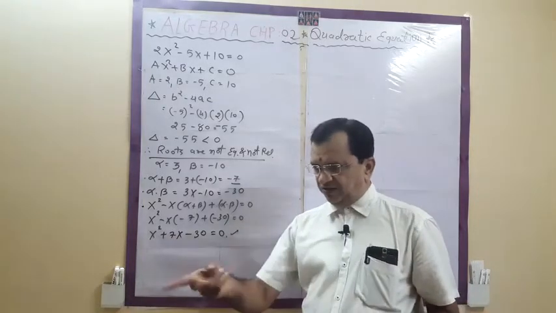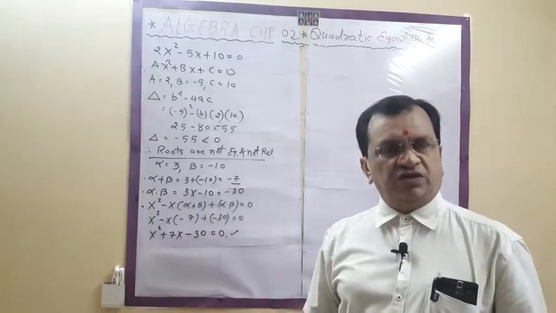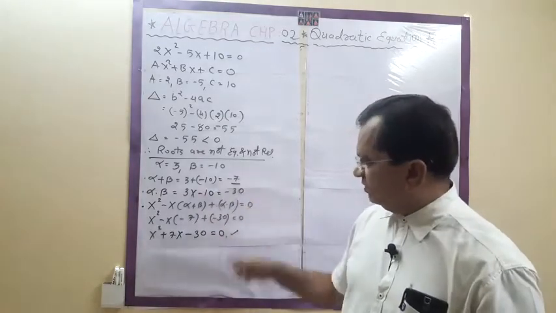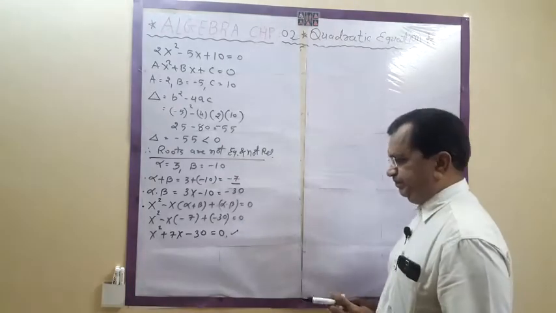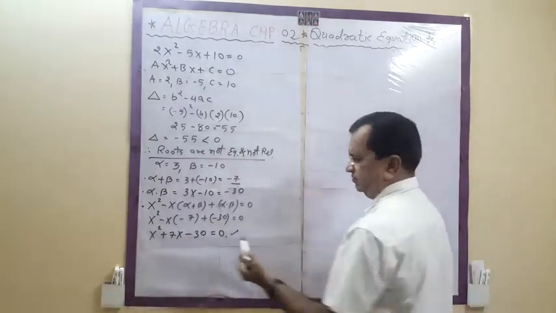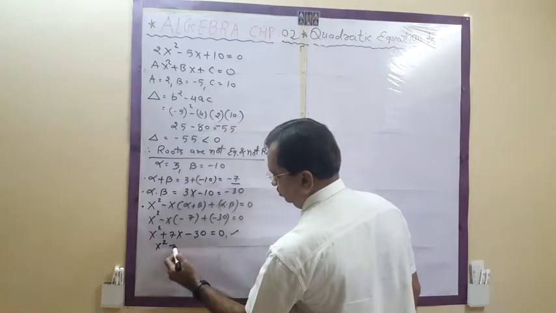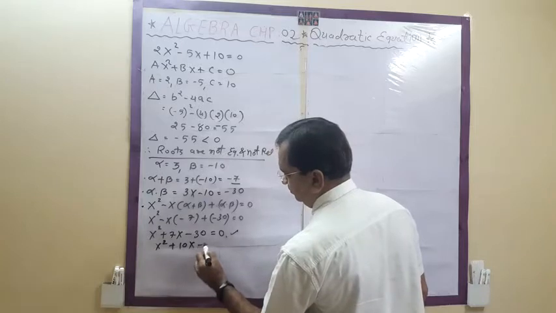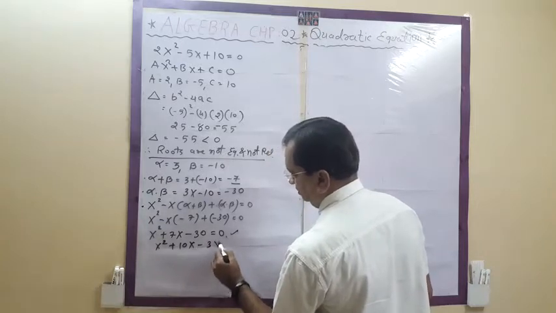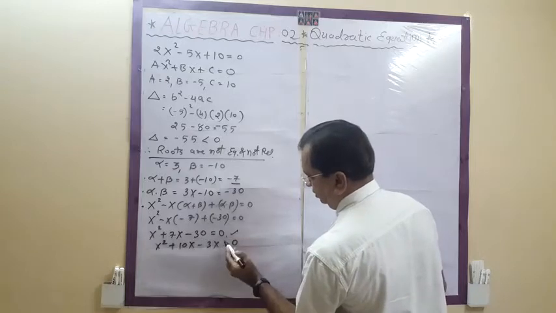So both the things we have learned. From the equation, make the factor. From the factor, make the equation. Suppose this I want to factorize. So 30 to 7 means x square plus 10x minus 3x minus 30 is equal to 0.